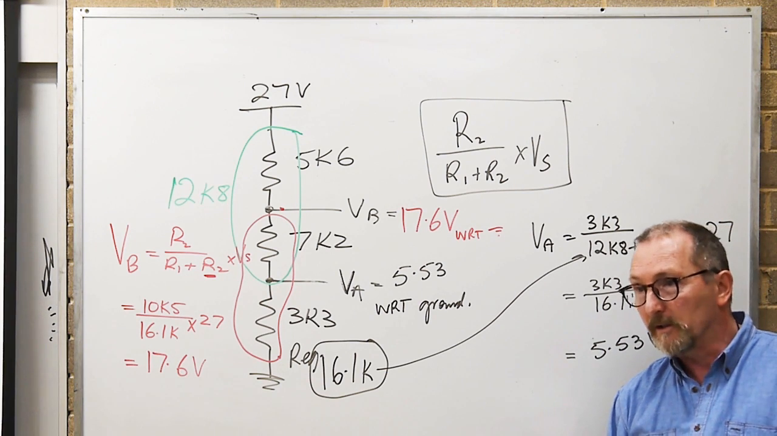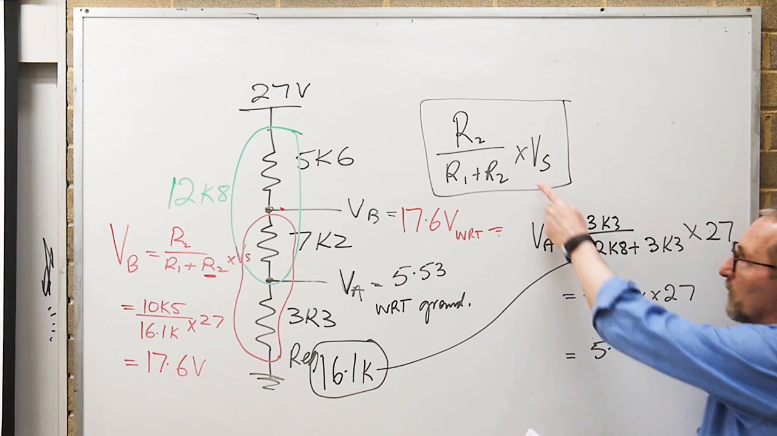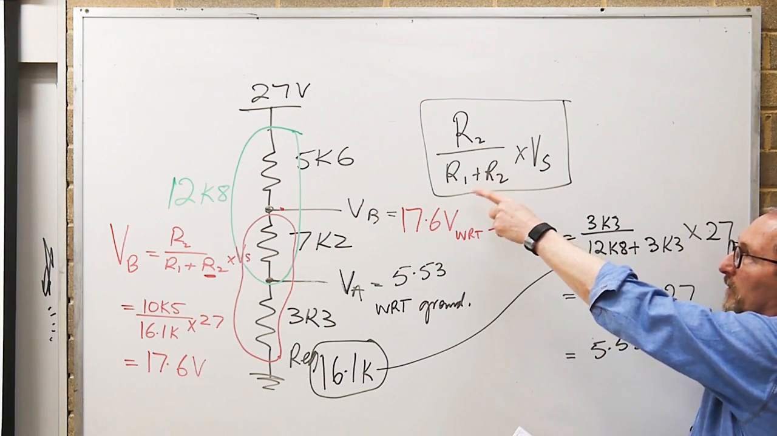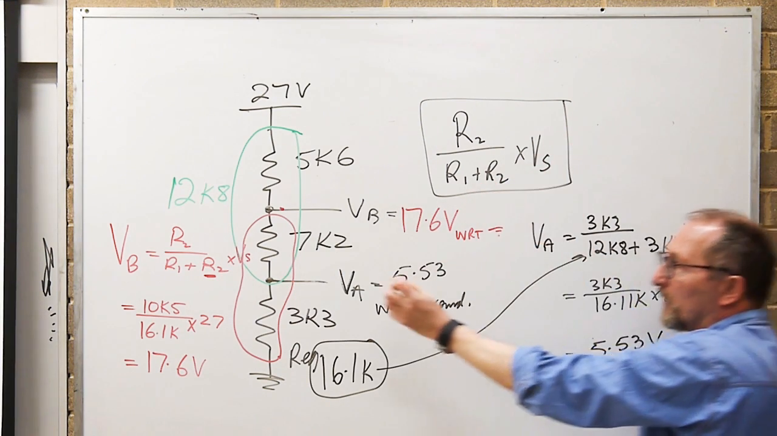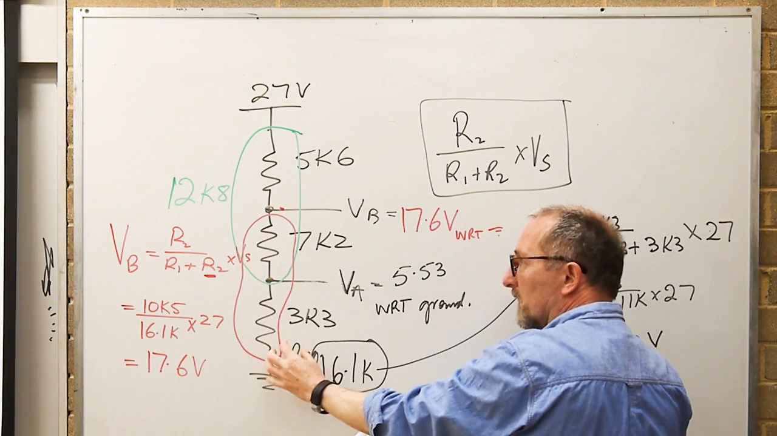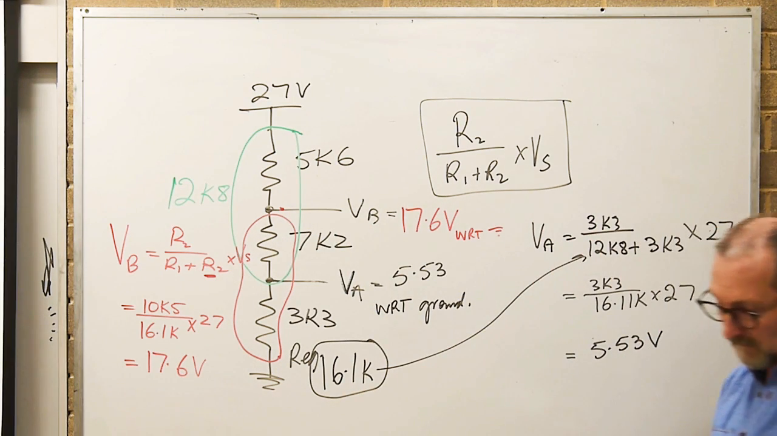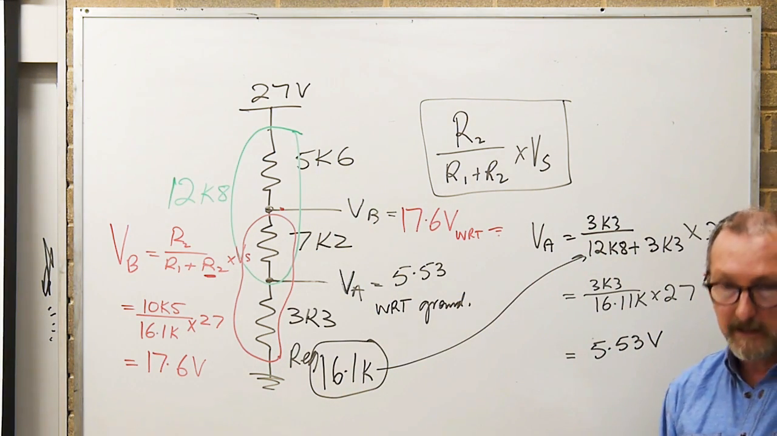Voltage dividers, we did them many weeks ago. They're quite important, and there's the secret to your success: R2 divided by R1 plus R2 times VS. Just remember though, if you're working there, everything below there is going to be R2, and everything above there is going to be R1. Okay to take that off?